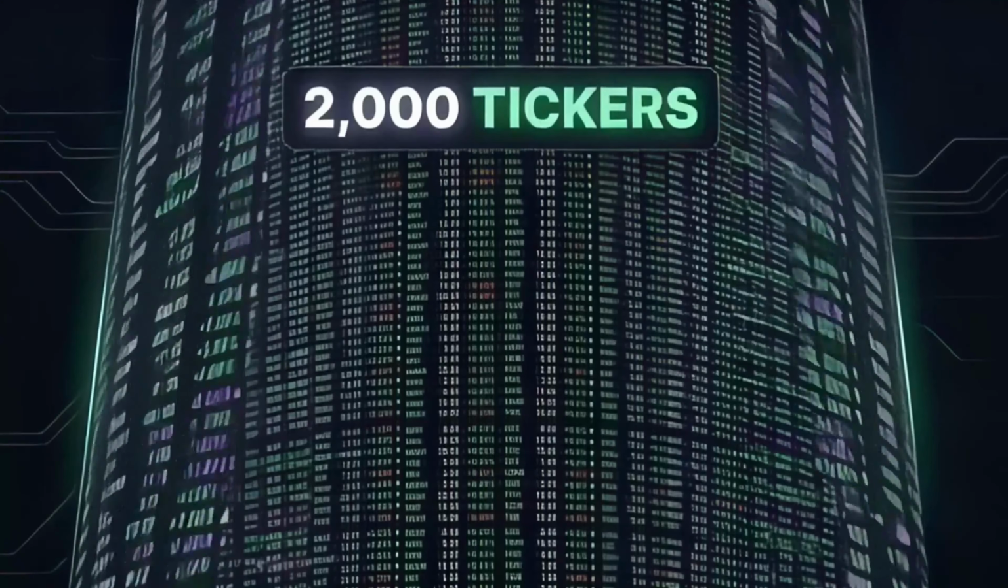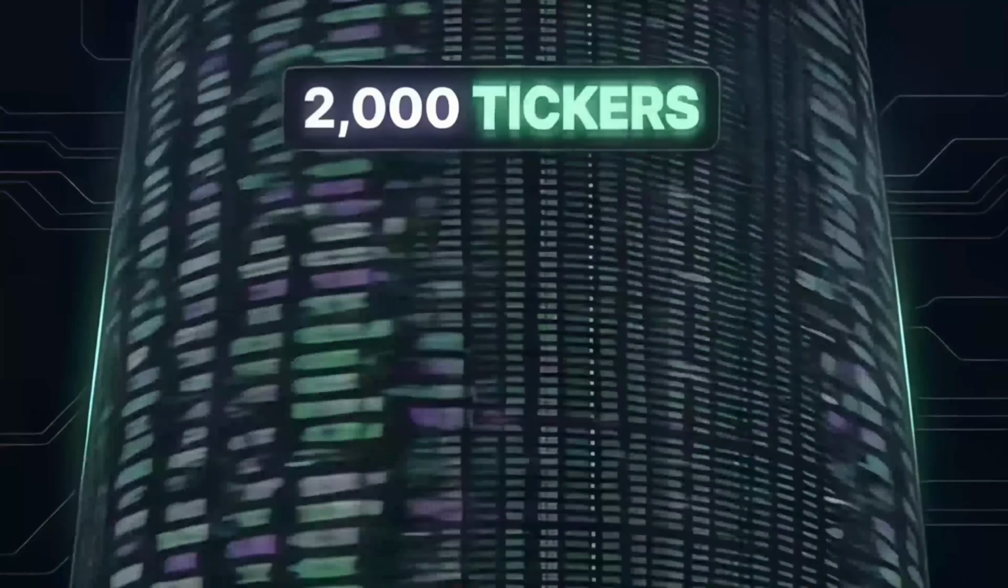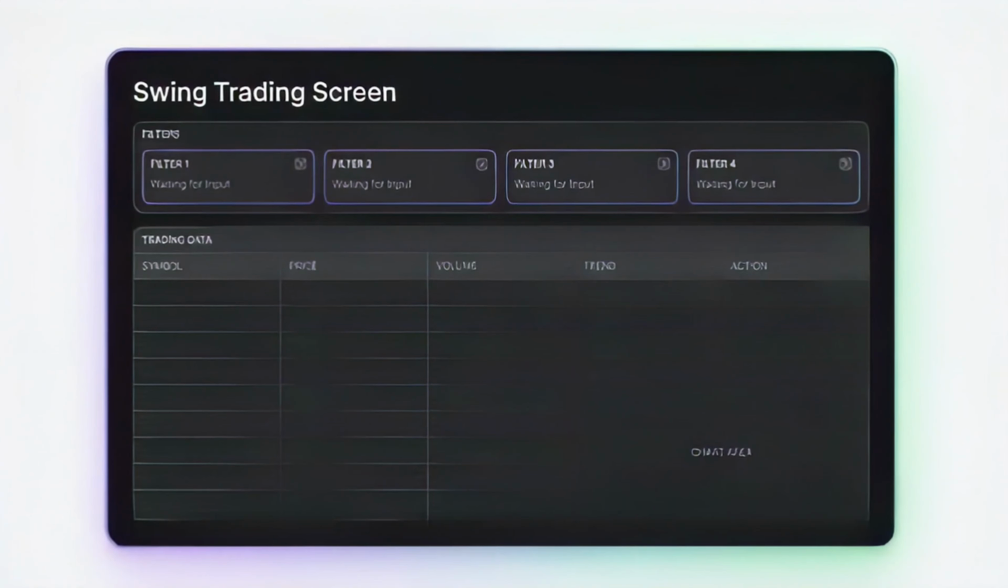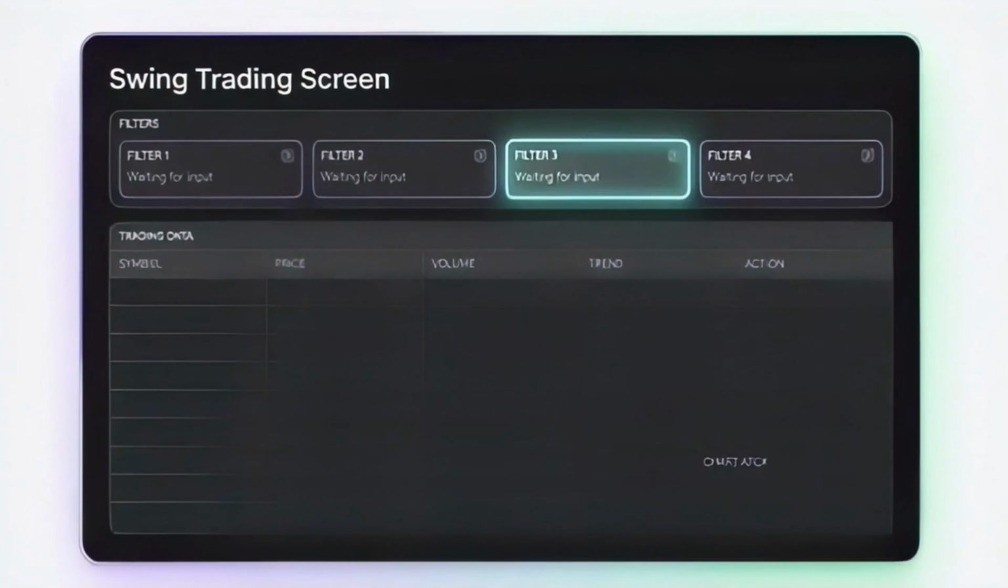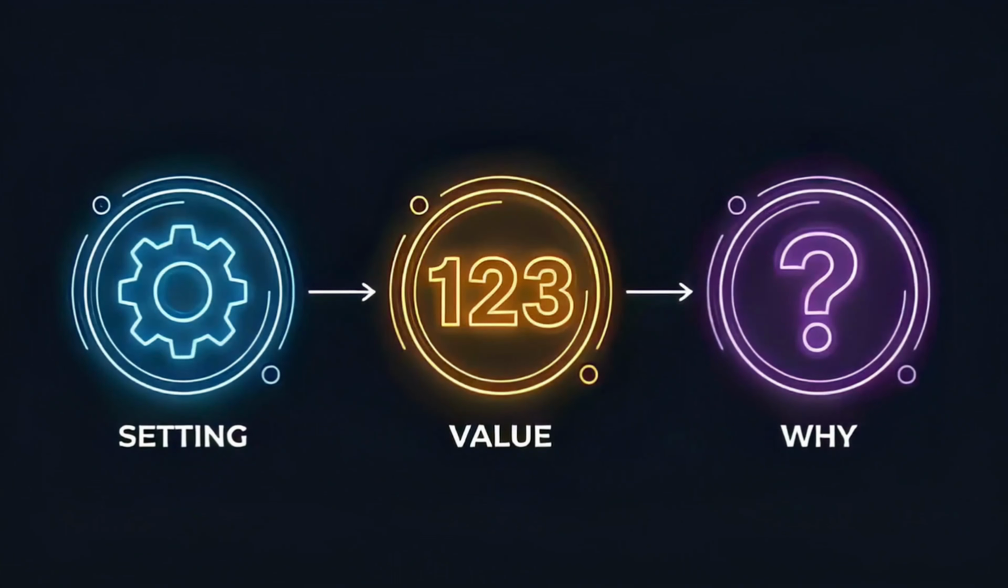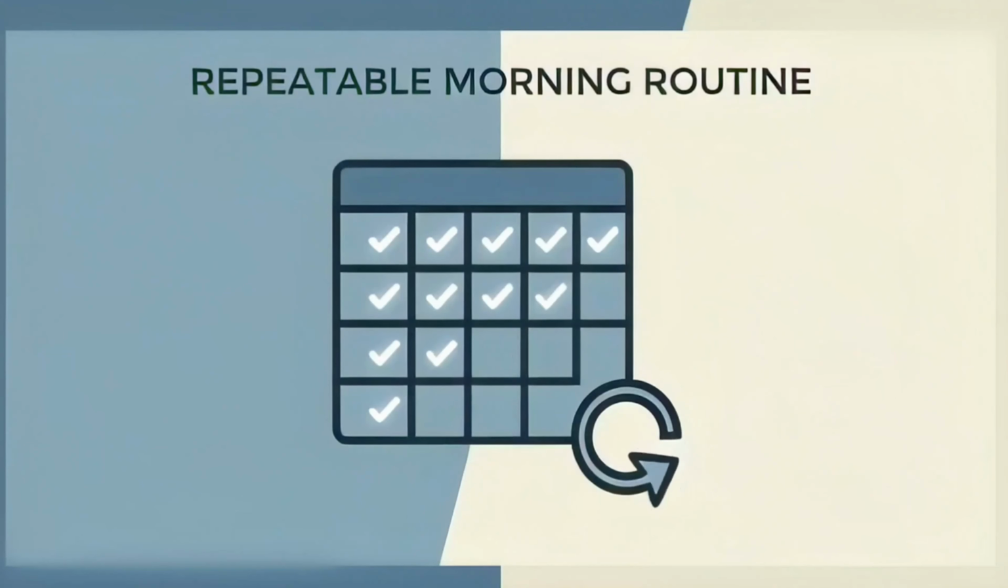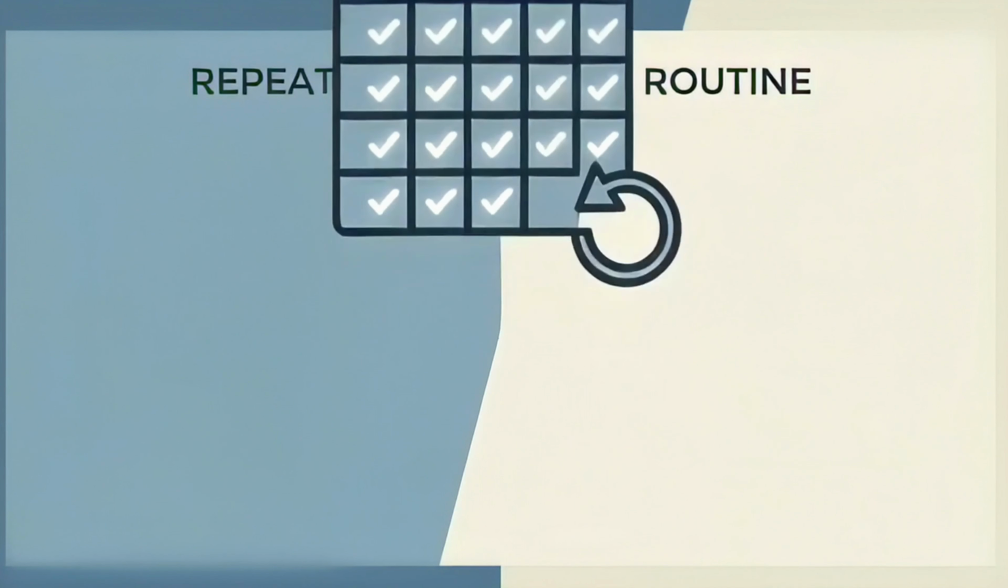So they either change nothing, or they change everything, and end up with a list of 2,000 tickers that tells them absolutely nothing. So let's fix that. This is a complete swing trading screen, filter by filter, using only the free version of Finviz. Every setting, the exact value, and more importantly, why it's there. Copy this, and you'll have a repeatable list of candidates every single morning.